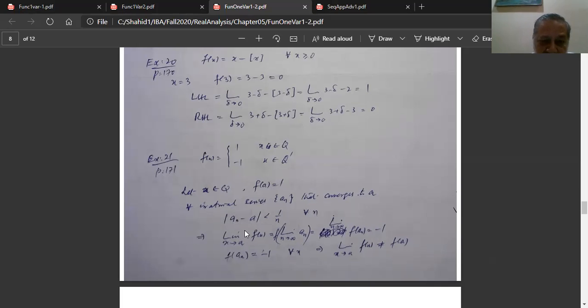Okay. If I'm trying to find the limit as x approaches A, where A is a rational number, of the function f, in fact, I'm trying to find the limit as n approaches infinity of a_n. Now, for every irrational number in this sequence a_n, the image will be what? Every a_n is irrational. So every image will be -1. So when n approaches infinity, I will have images -1.